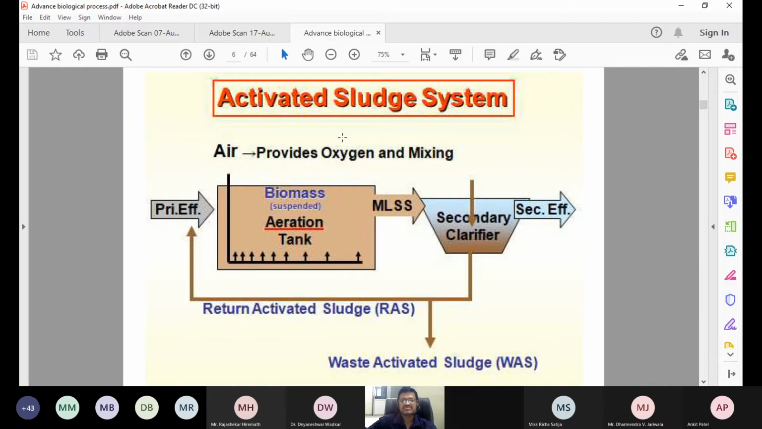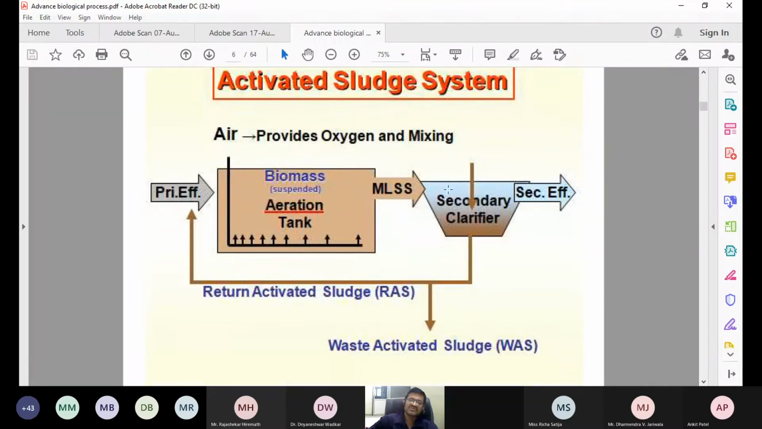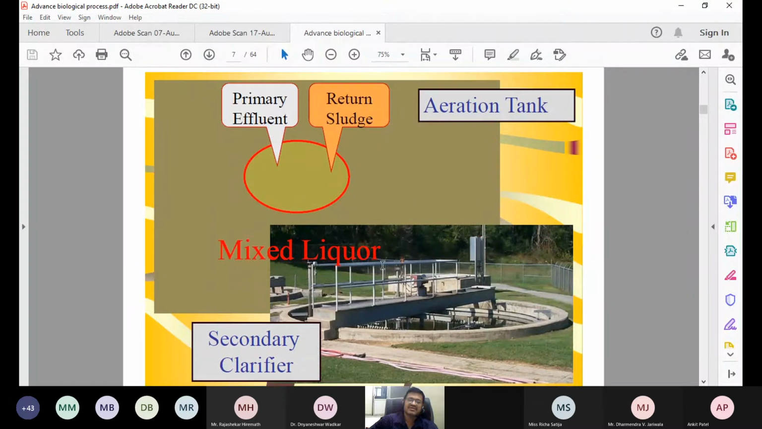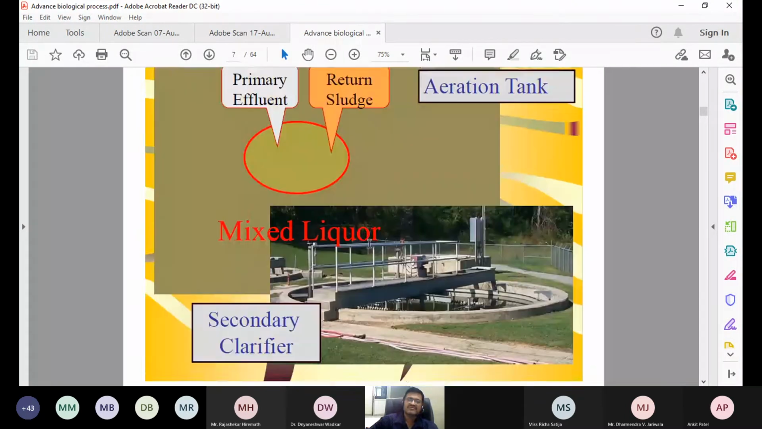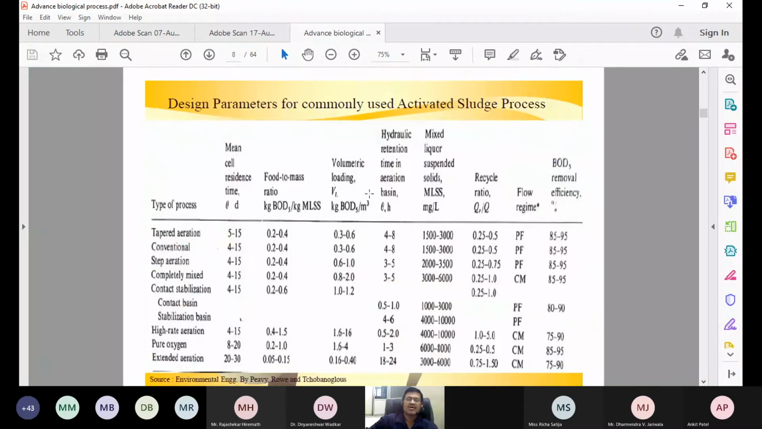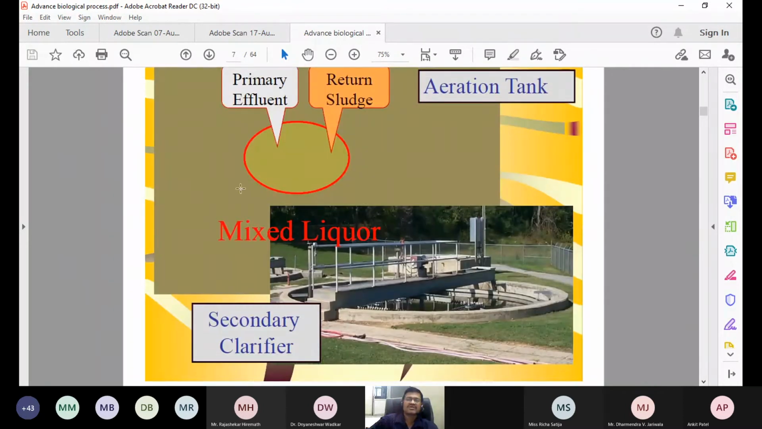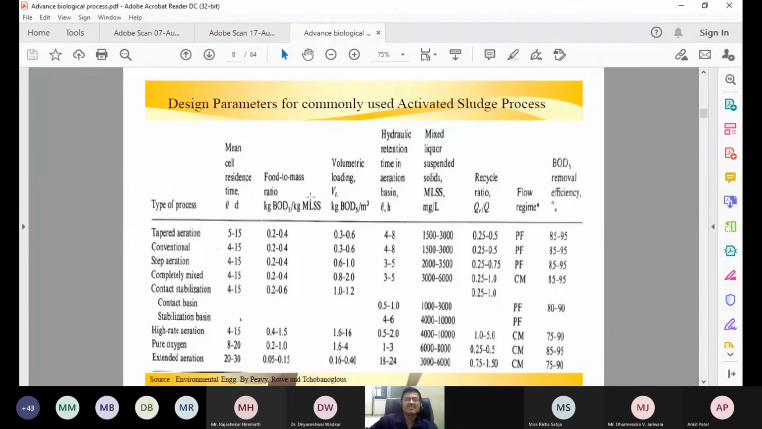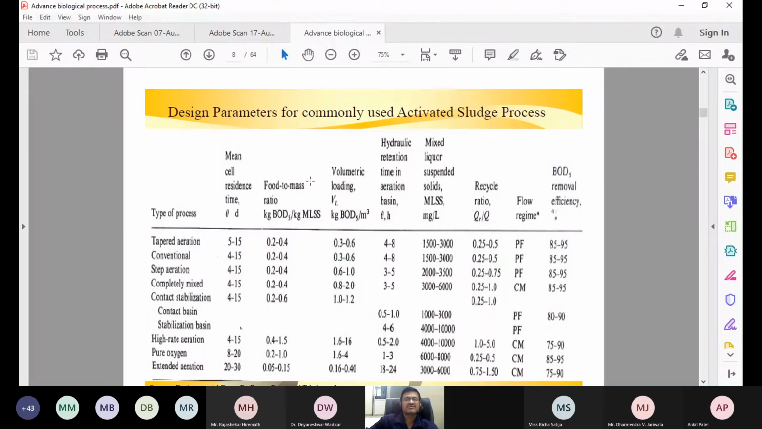Okay, so this is the activated sludge system, and here is the clarifier, the sedimentation tank. Now, I think this is not clear, no problem. We come to the design parameters of commonly used activated sludge. I think I will show this.